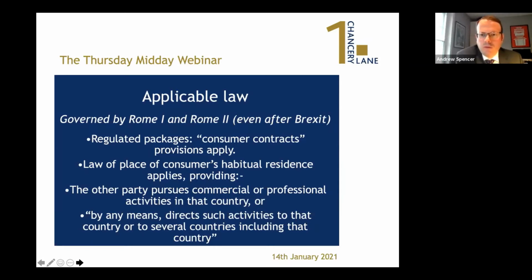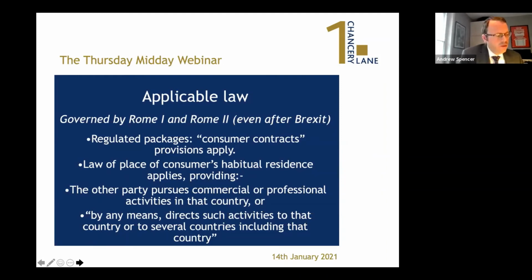So Rome 1 and Rome 2 continue to apply as they did before, essentially. And so looking at this through the context of the different cases that we identified at the beginning, if you have a case where it's a regulated package, it is likely that the provisions relating to consumer contracts would apply.